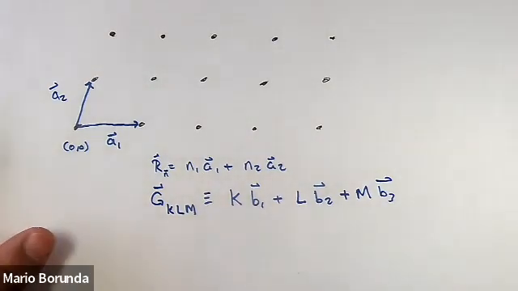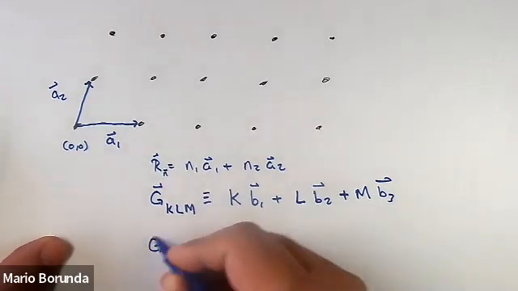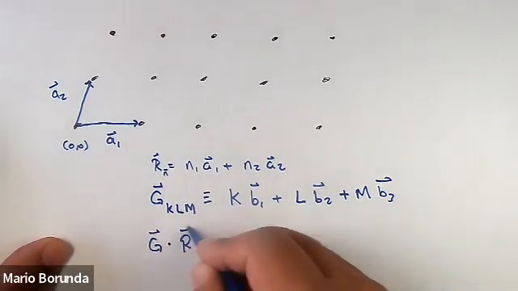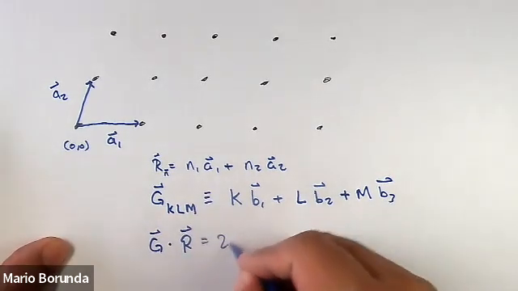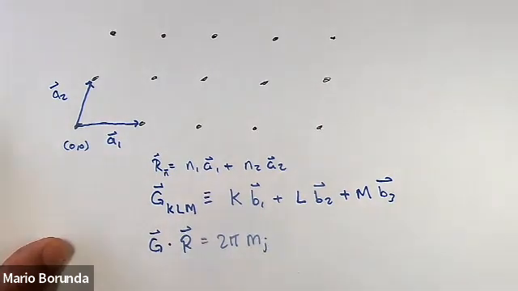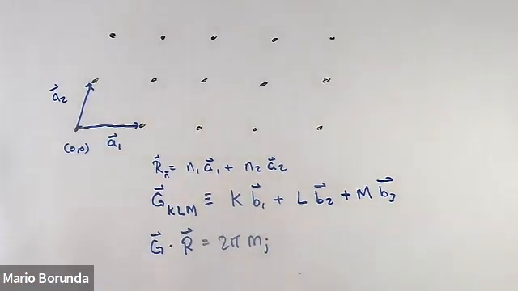So the other thing that you know is that anything that is G dotted with R is going to give you 2 pi times some integer, right? So at this point, we know that this is true. And this integer could be 0 if the vector that you're picking from G and this guy are 90 degrees from each other, which could happen, right?